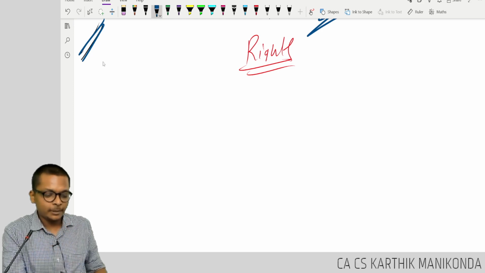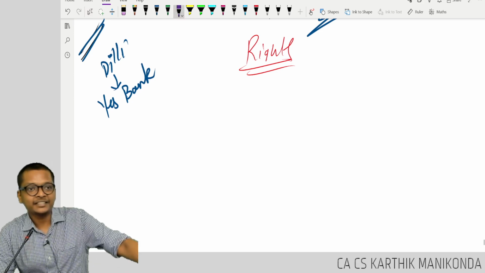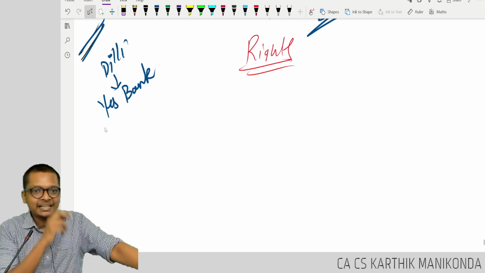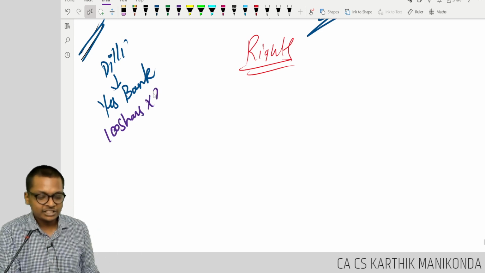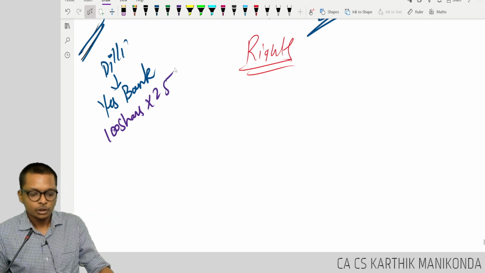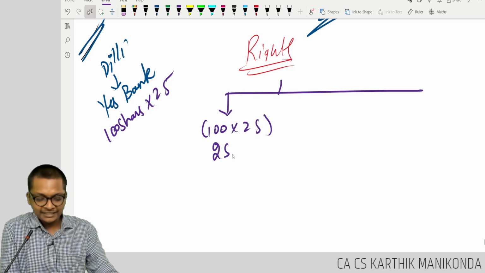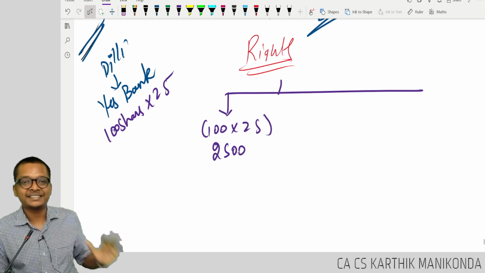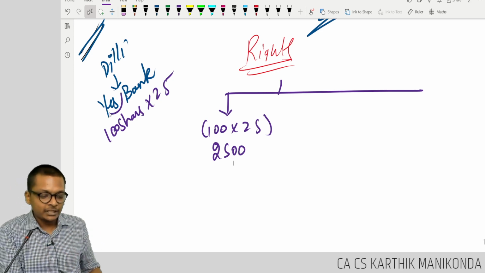Let's say we have Dilli Babu. Dilli is having shares in Yes Bank. How many shares is he having in Yes Bank? He purchased 100 shares when the share was 25 rupees. So if you look at Dilli Babu's portfolio, he has how many shares, guys? 100 into 25. He invested 2,500 rupees in Yes Bank. In some time, Yes Bank is issuing a rights issue.